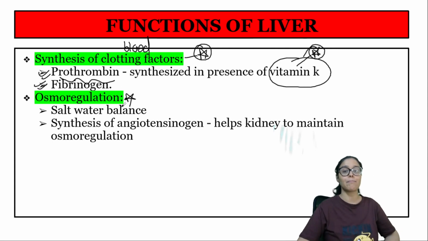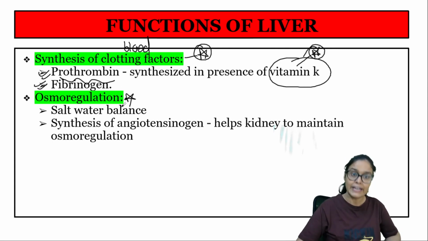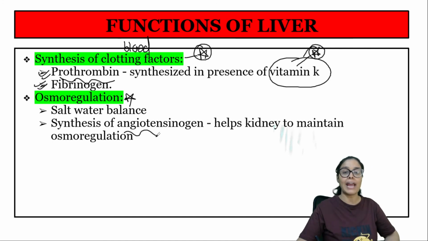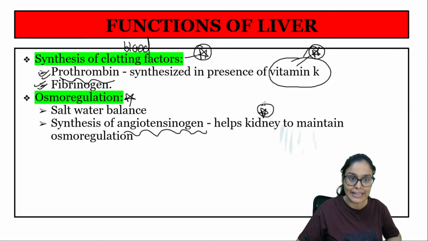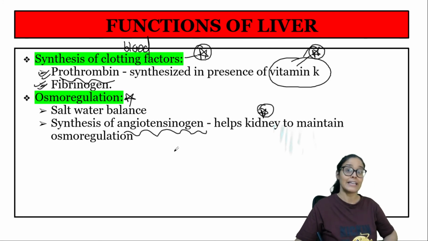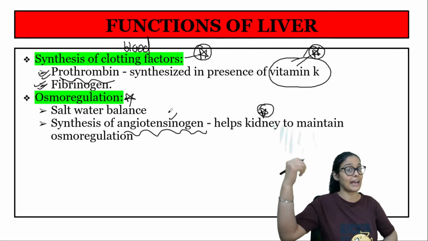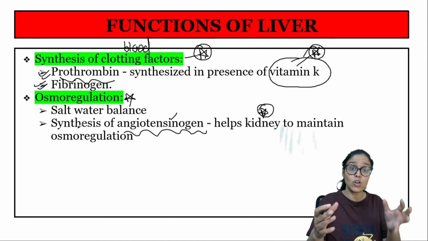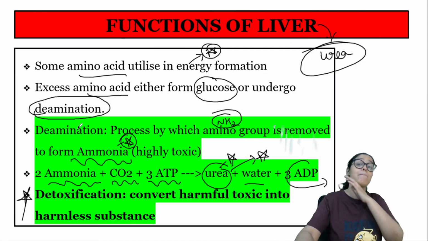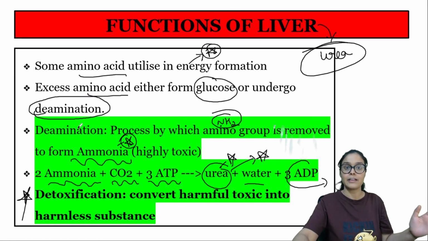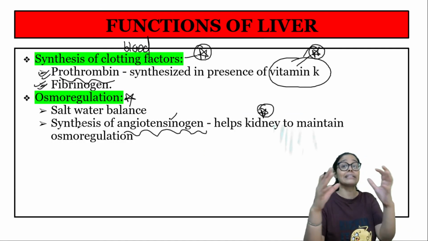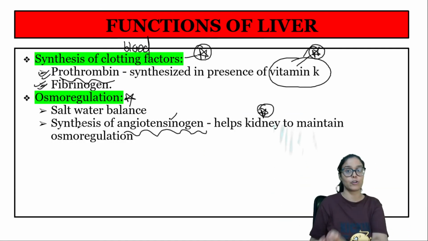Osmoregulation, salt water balance. How? It will secrete the hormone angiotensinogen, which helps the kidney to maintain water salt balance. That we will see in the RAS mechanism in kidney. So see, the liver has many roles here. So the liver is one of the multitasking, very important organs.